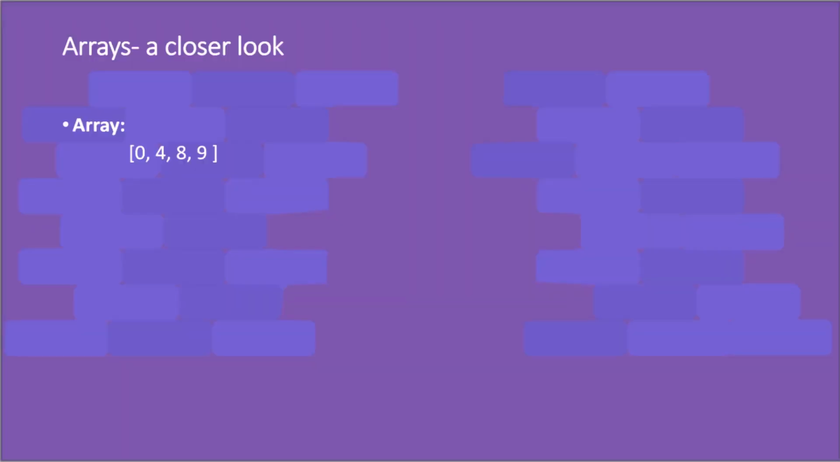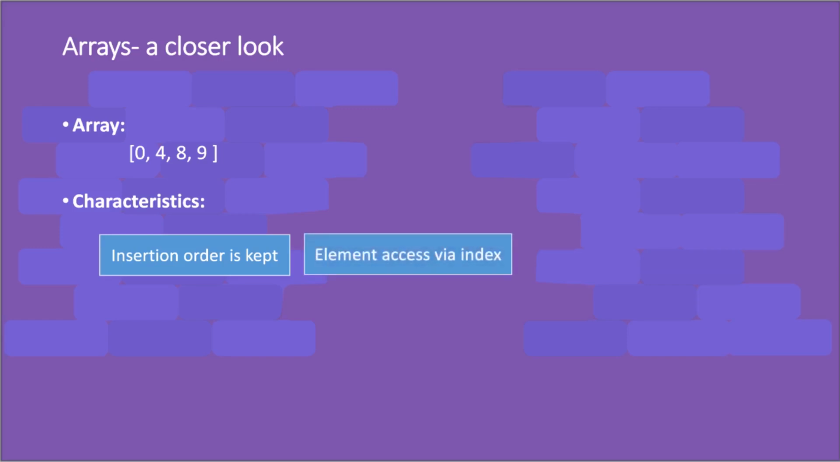Well, this is an array, and how it looks in JavaScript, it is a list of comma-separated data. You can create it by using these square brackets. There are a couple of important characteristics about arrays. For example, the insertion order is memorized. The element 4 will always be the second element in this array. You can retrieve it by index.